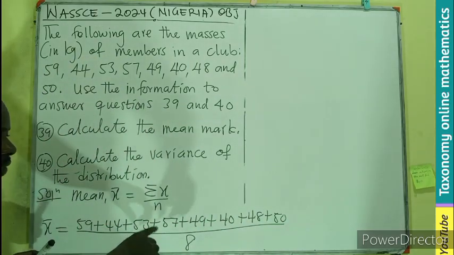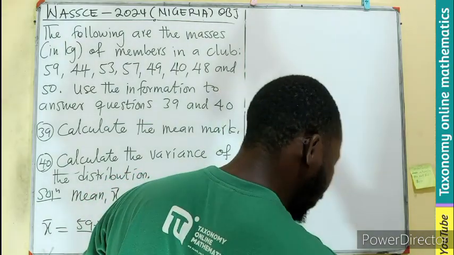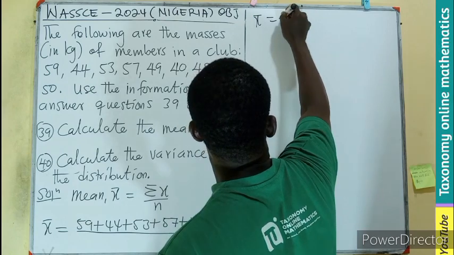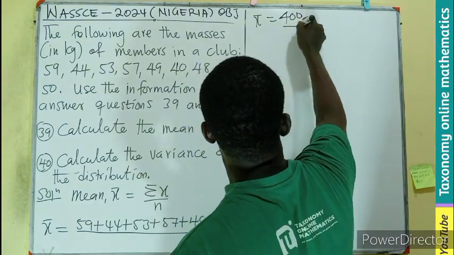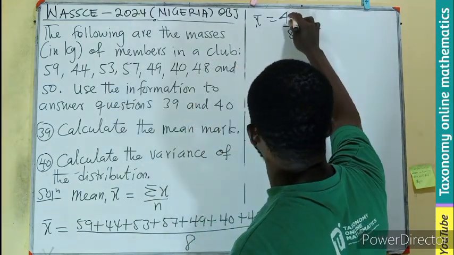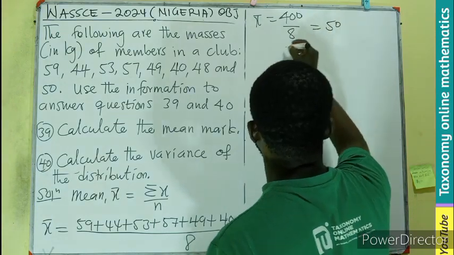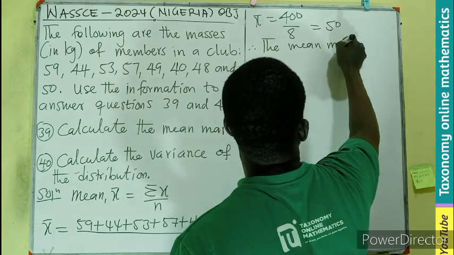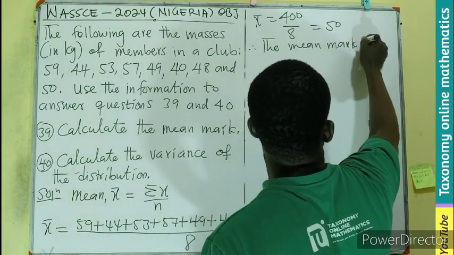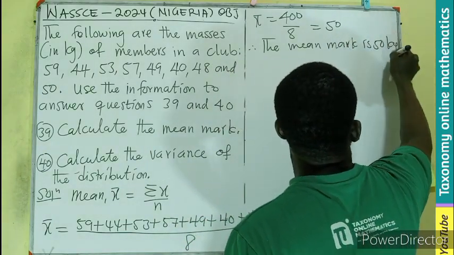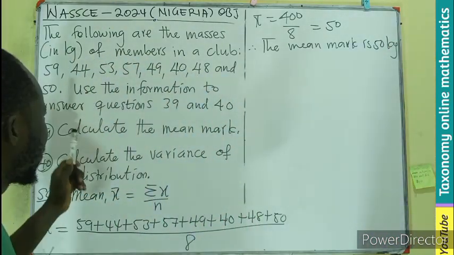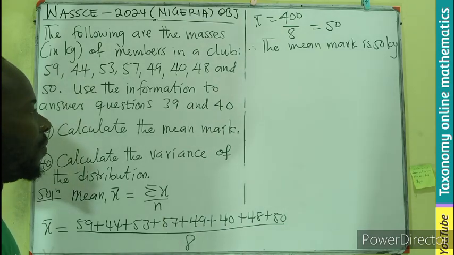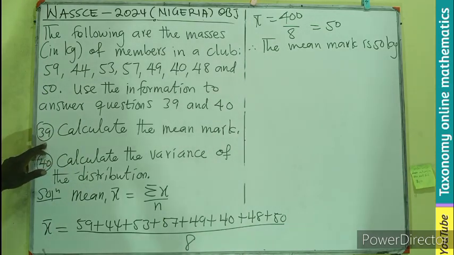When we add all of these on our calculator, we'll be having 400, meaning the mean will be equal to 400 divided by 8. 8 goes into 40 five times, so you have 50. Therefore, the mean mass is going to be 50 kilogram. So if you add all of these to take the average, you'll be having 50. That will be for question 39.